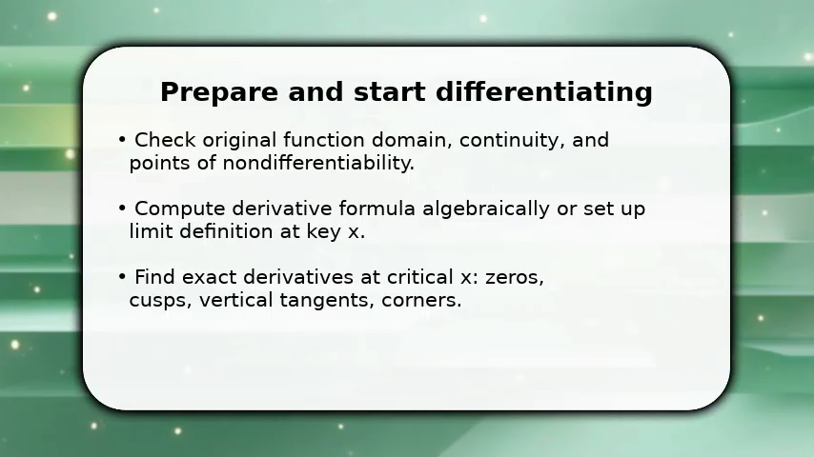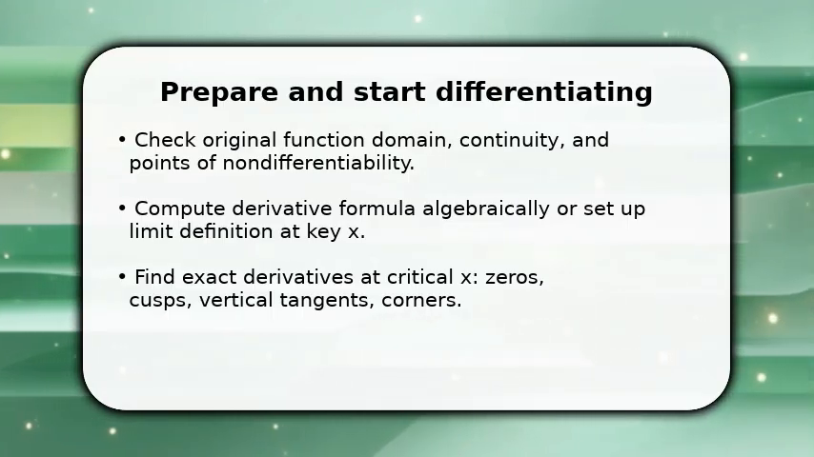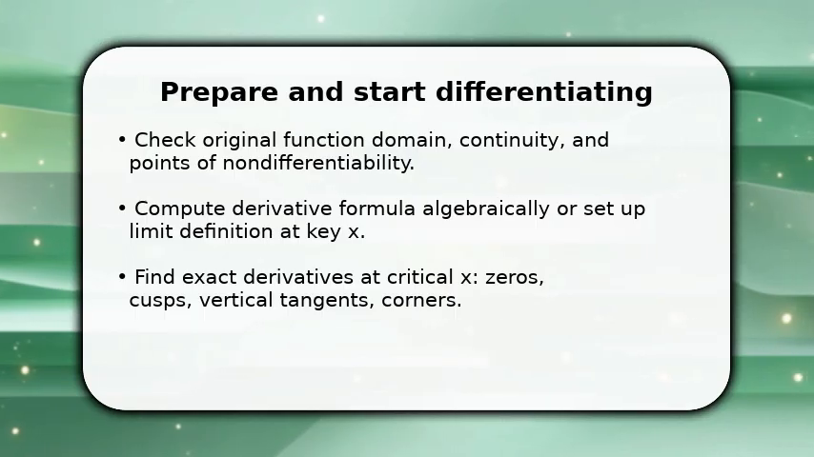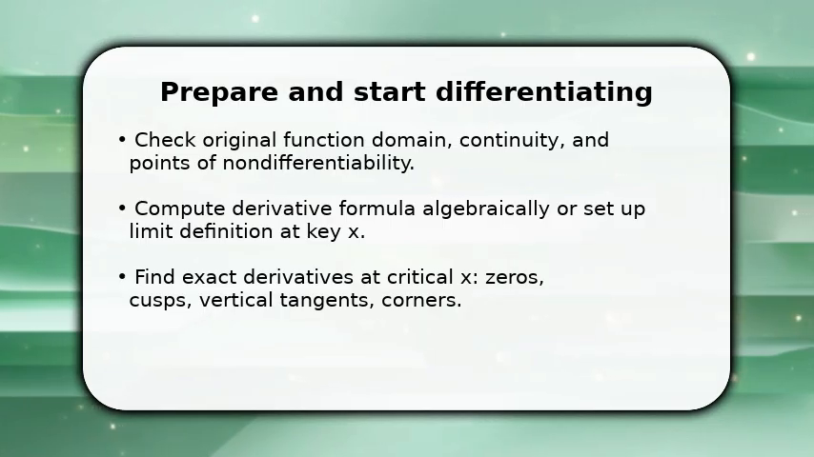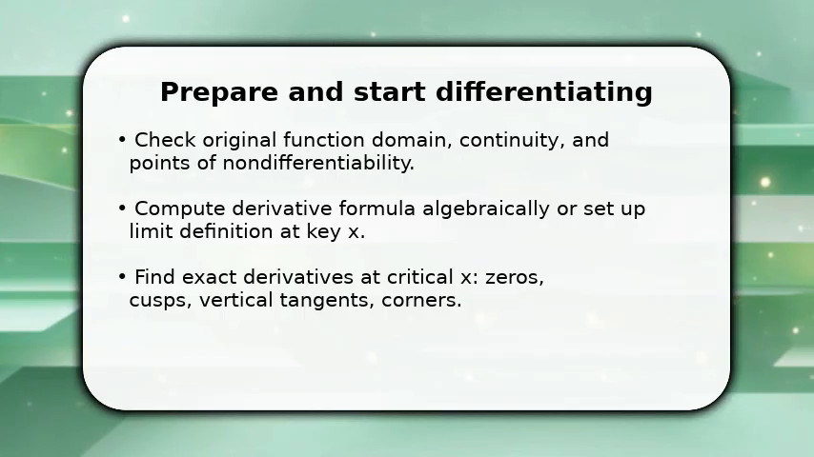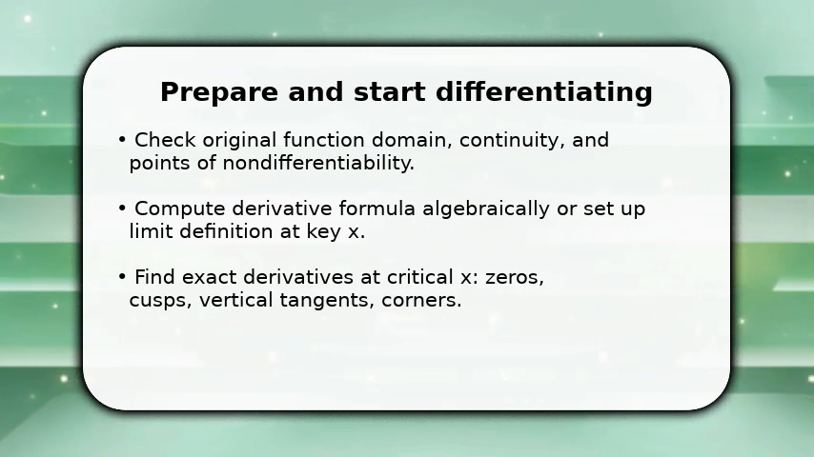You begin by confirming where the original function exists and is smooth, because the derivative only lives where differentiability holds. Once done, compute the derivative expression algebraically when possible. When not, use the limit definition at targeted x values to get precise slopes. Make sure to mark points where the function is continuous but not differentiable, and list critical x where derivative equals 0, becomes infinite, or fails to exist. These initial values are the anchors for the entire derivative graph.